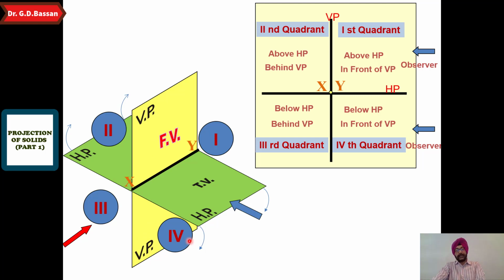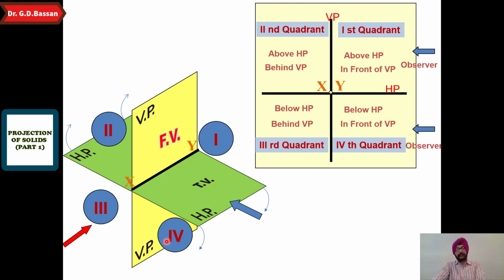And if we keep the object in the fourth quadrant, then your front view is below the XY line, and as we rotate the horizontal plane through 90 degrees, your top view will also come below the XY line. So in the second and fourth quadrants, the front view and the top view are merging with each other. In the second quadrant, they are both above the XY line, and in the fourth quadrant, they are both below the XY line. That means the lines of the front view and top view are merging with each other.